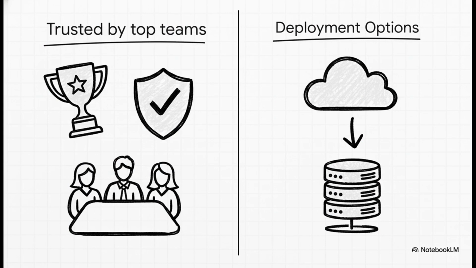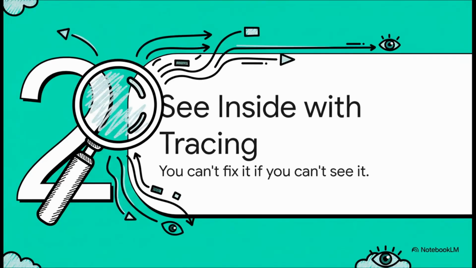And look, this isn't just some side project. It's a serious tool trusted by big names like Khan Academy and a bunch of other major companies. You can get up and running with their cloud version in minutes, or, since it's open source, you can host it yourself for total control over your data. You can't fix what you can't see, right? And that's the whole idea behind the first core feature of Langfuse, tracing. It's all about getting that visibility.